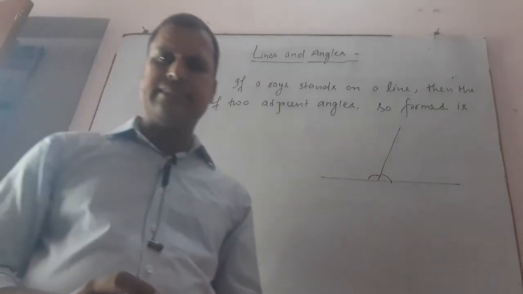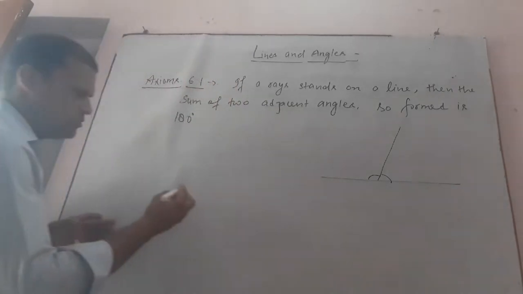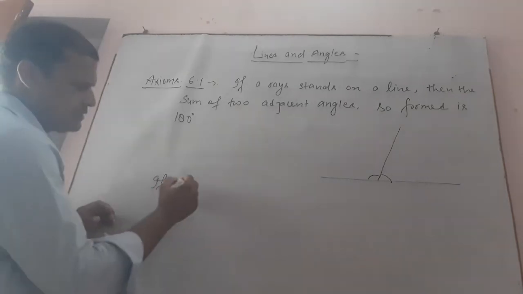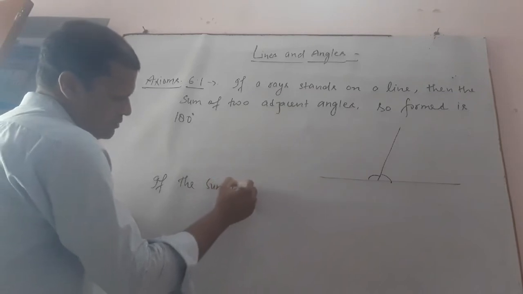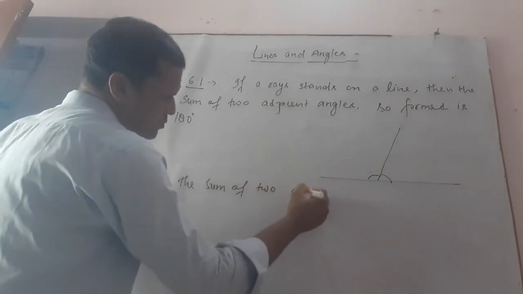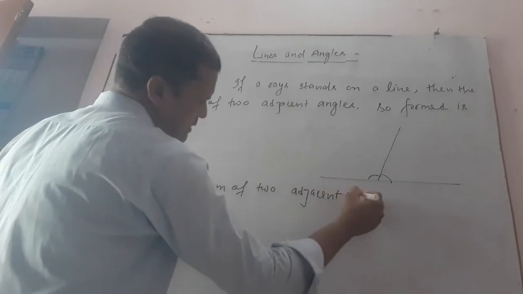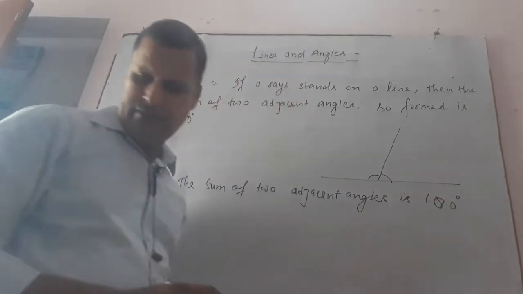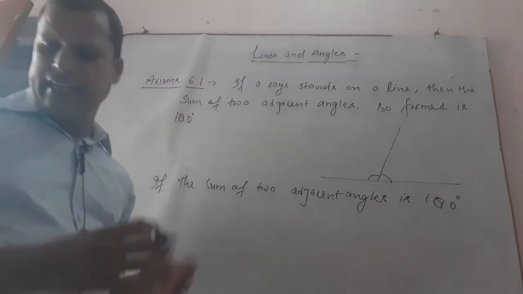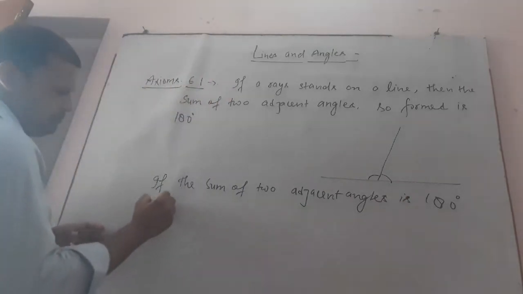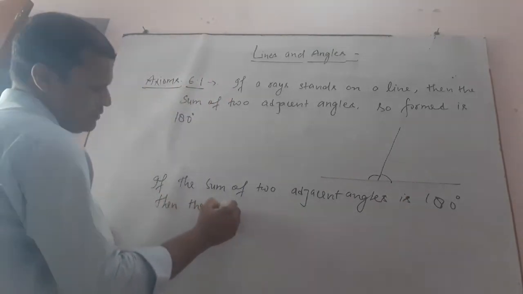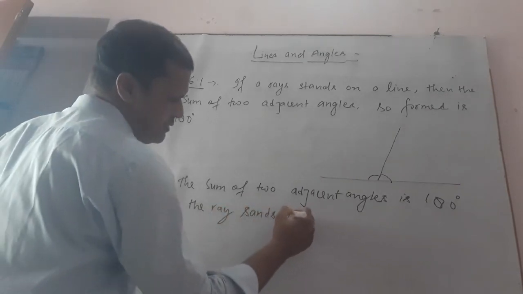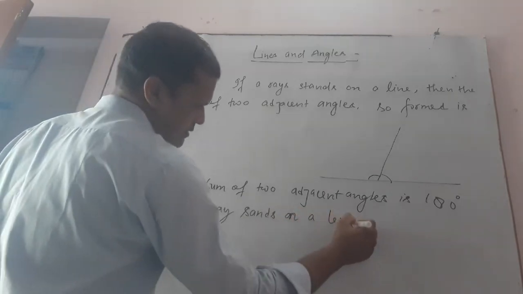The converse of this theorem is: if the sum of two adjacent angles is 180 degrees, then the ray stands on a line.